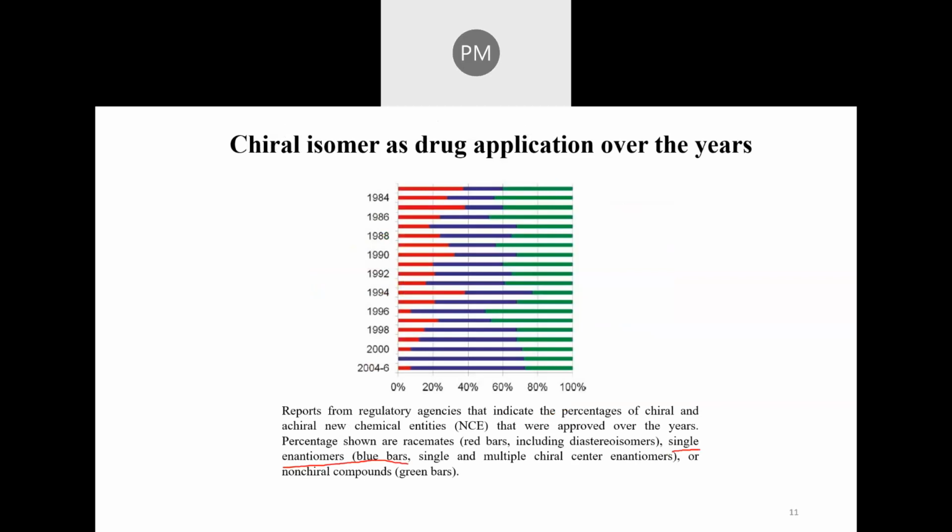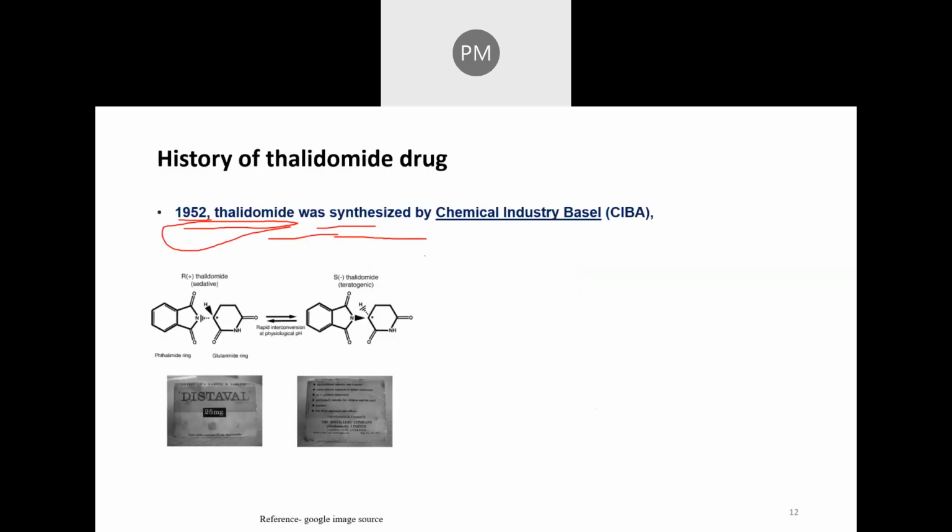So how is a chiral molecule used as a drug? Chiral molecules are mostly used in drug applications. If we show this in the blue bar, that blue bar is the single isomer. Between the R or S isomer, only a single one is used, like only the R isomer or only the S isomer, as drug application. And next, I told you about the thalidomide disaster.